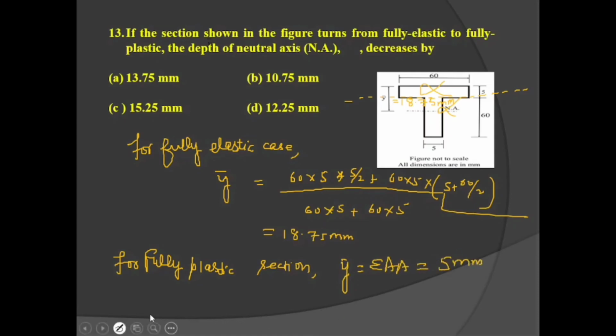So the neutral axis reduces by 18.75 minus 5, that is 13.75 mm. So the answer is option A. The neutral axis reduces by 13.75 mm. Okay, that's okay. Now question number 14.